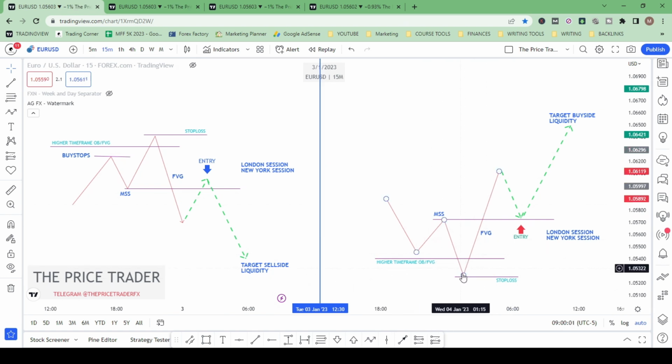Once it fell short and then it took out those sell side, this move here is the confirmation for us to hunt for buy opportunities. So you also target buy side liquidity during the London or New York session. That's very important, guys. That's the key to high probability scalping. So let's look at an example or two.